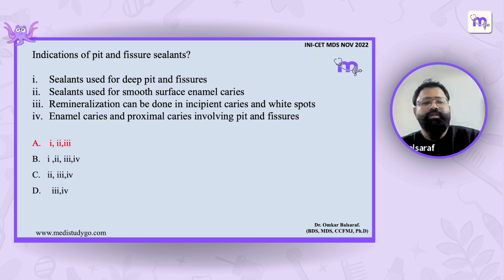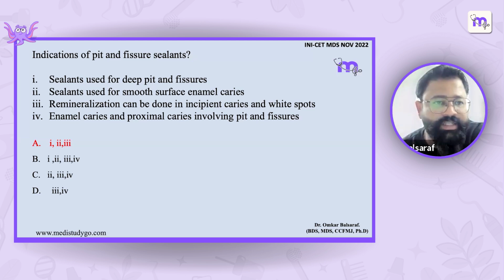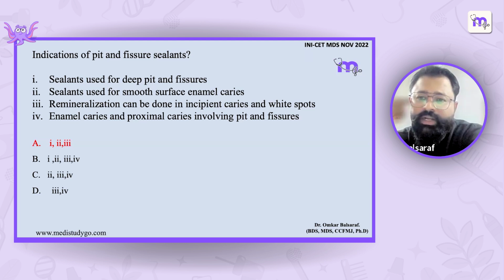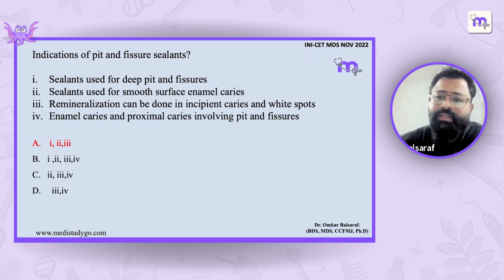So the first three are right. That is the indications: sealants used for deep pit and fissures, then sealants used for smooth surface enamel caries, and also remineralization can be done in incipient caries and white spots. Now white spot lesions can generally be remineralized. We have various remineralization agents. Those can be ACP-CPP, that is the casein protein that is there inside milk. That is nowadays available in the form of toothpaste. It is called ACP-CPP.